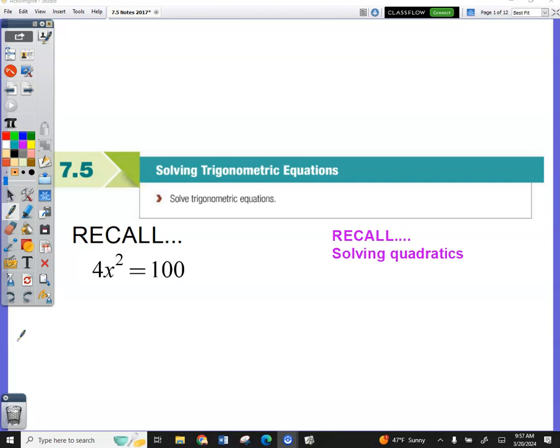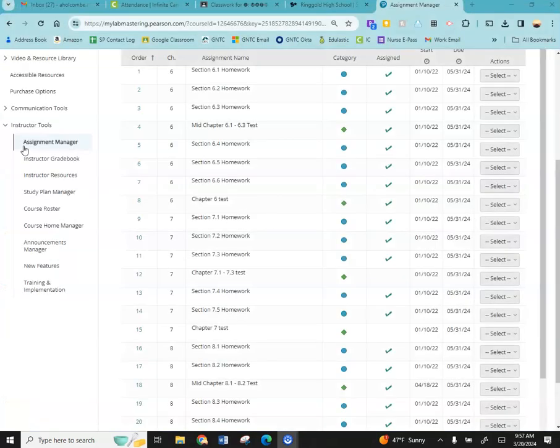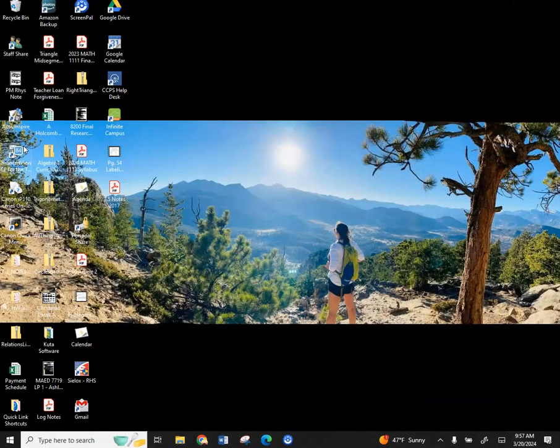solving quadratics. This is from college algebra.